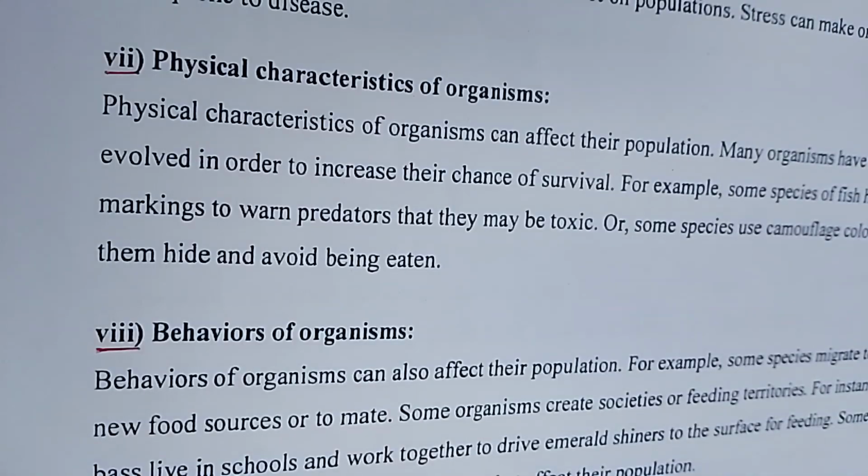Behavior of organisms can also affect their population. For example, some species migrate to find new resources or to mate. Some organisms create societies or feeding territories. For instance, white bass live in schools and work together to drive immigrant shiners to the surface for feeding. Some species may have mating or courtship behavior that affects their population.